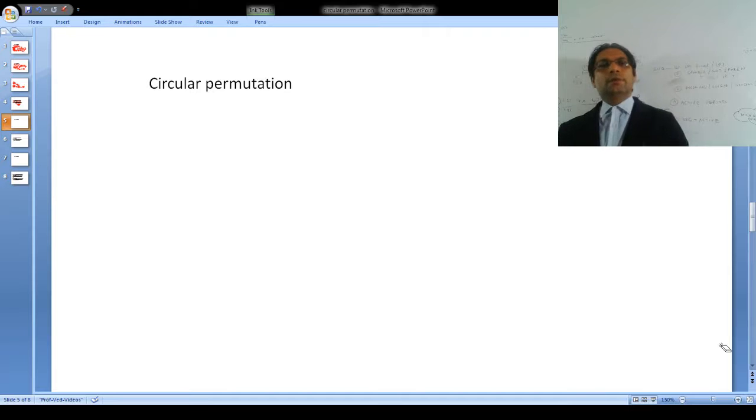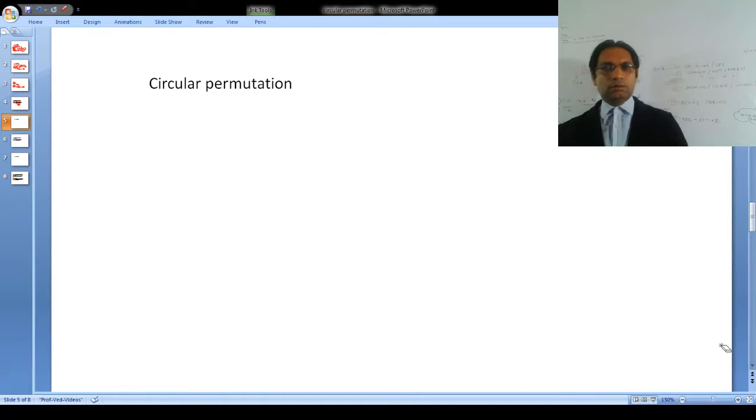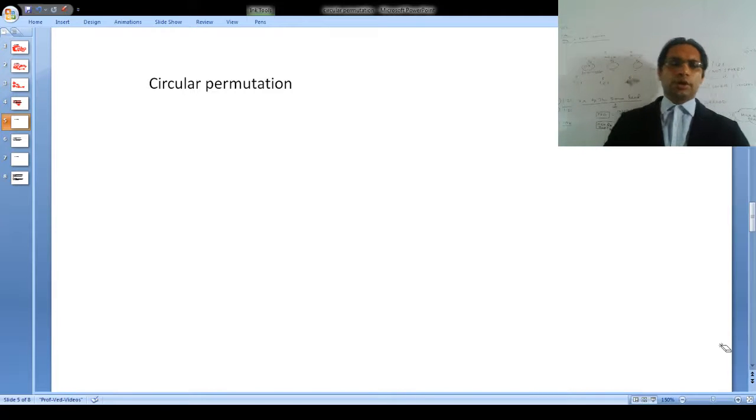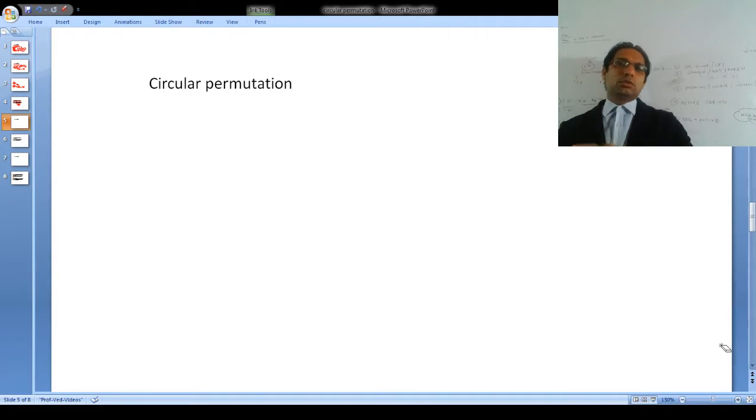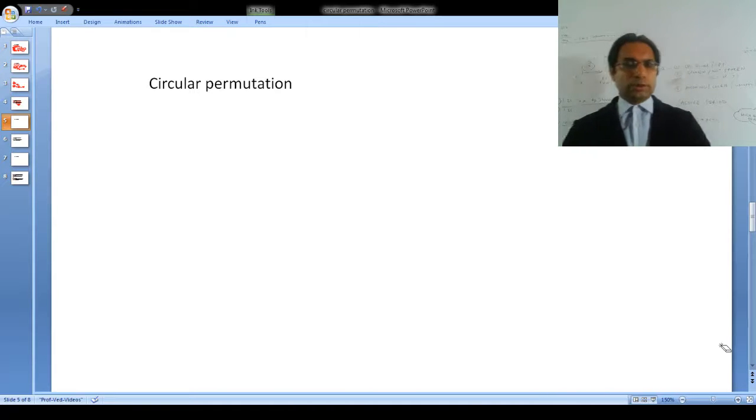I have to cover a little bit more about permutation with restrictions, not much. A few more examples we will solve. But before we go to that side, it is better that we discuss circular permutation quickly.